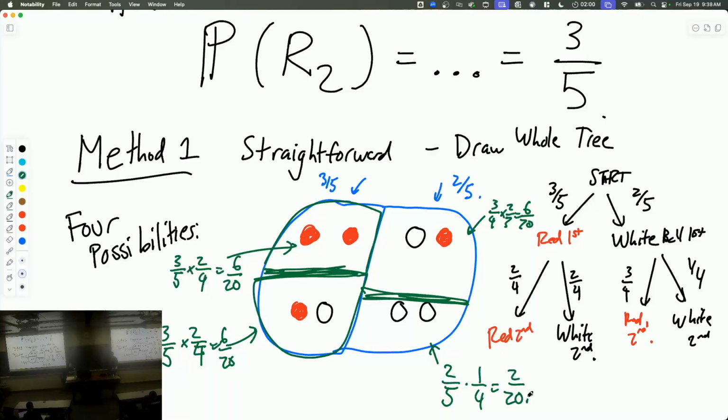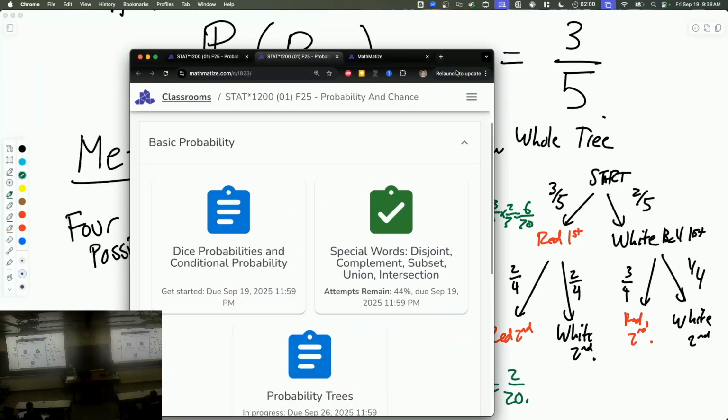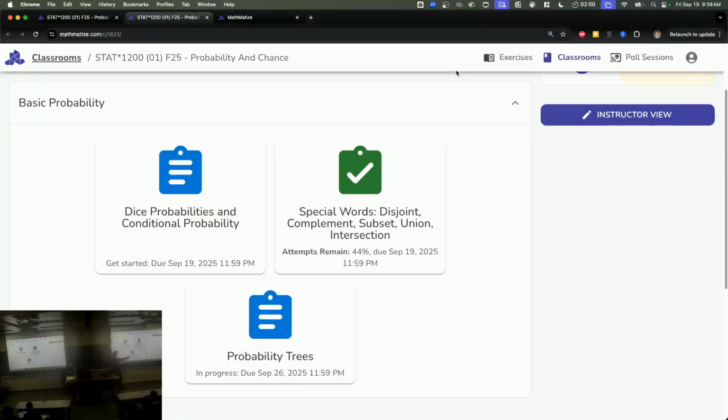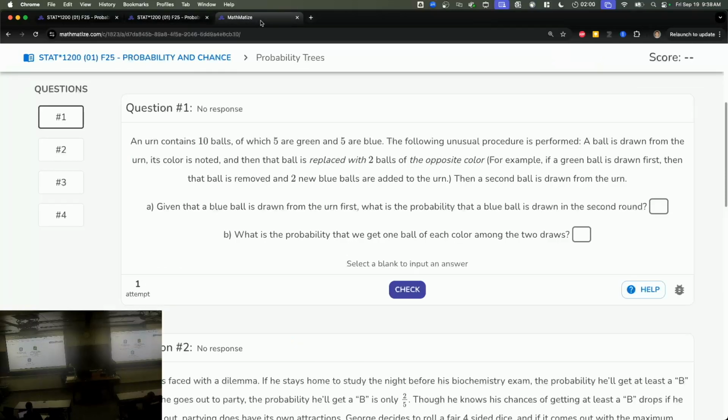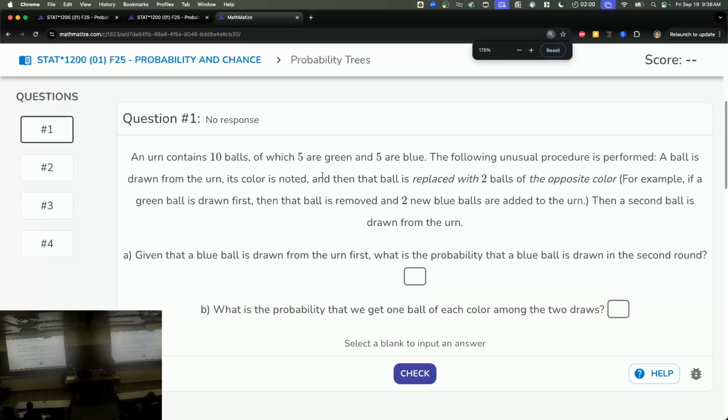I was going to wait till the end, but I'm so excited I cannot wait, which is that you have a homework assignment on probability trees that is due next Friday. So this one on probability trees. These 2 are due today. Make sure you do them. They're all stuff from previous weeks, like special words and basics about dice. But the next one on probability trees is due next Friday, and it has all sorts of funky questions just like the one we're doing.